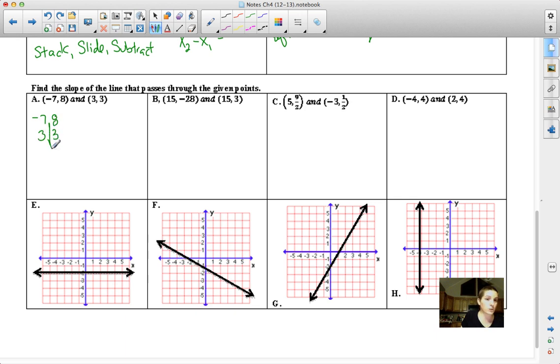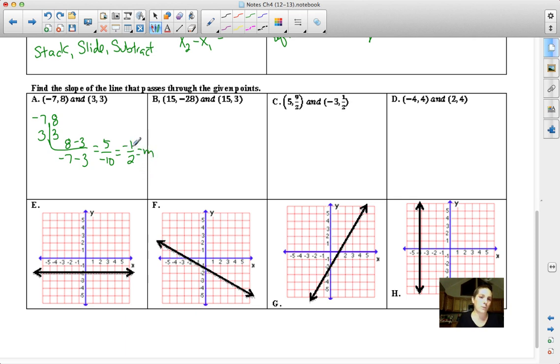Or if you so choose, you don't like this method and you want to use that formula, you go for it. y minus y gives me 8 minus 3, and x minus x gives me negative 7 minus 3. 8 minus 3 is 5. Negative 7 minus 3 is negative 10. When I simplify that fraction, it becomes negative 1/2, and that is my m value, or slope.